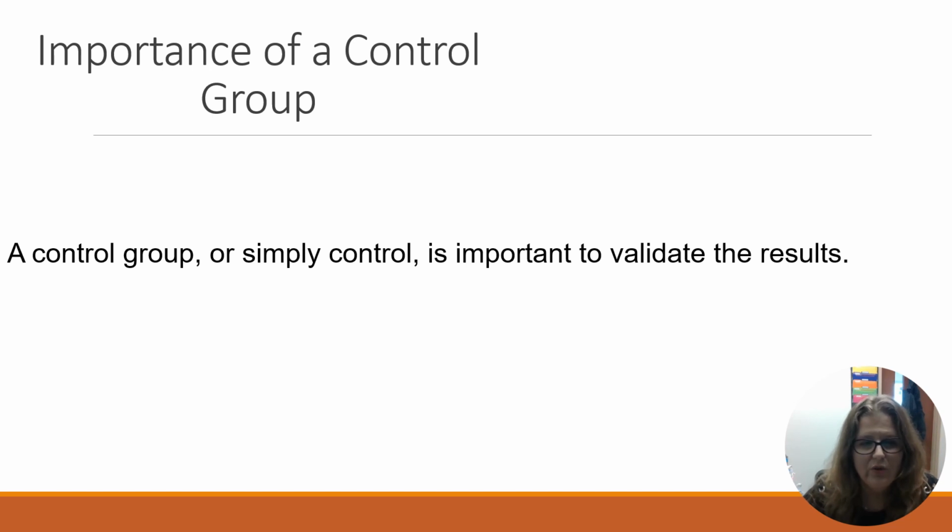Importance of a control group. A control group, or simply control, is important to validate the results. And I just realized this won't let me go back to the other slide. I was going to go over the other thing. Anyways, the control group is used to validate the results. So maybe with the flashlight, if you're thinking that the batteries were dead, maybe you switch out the batteries.